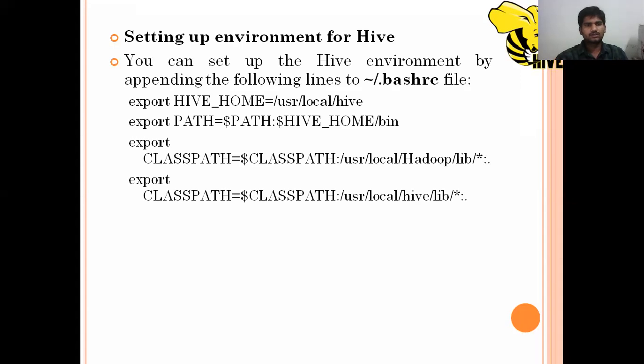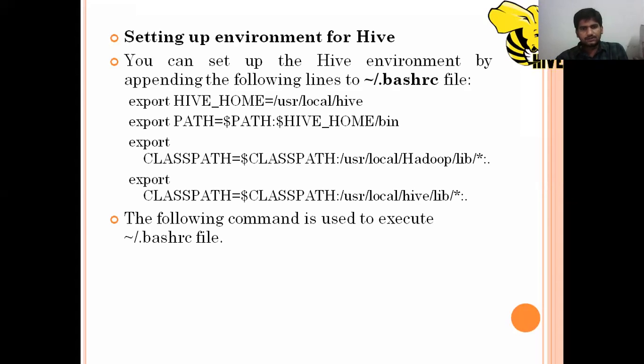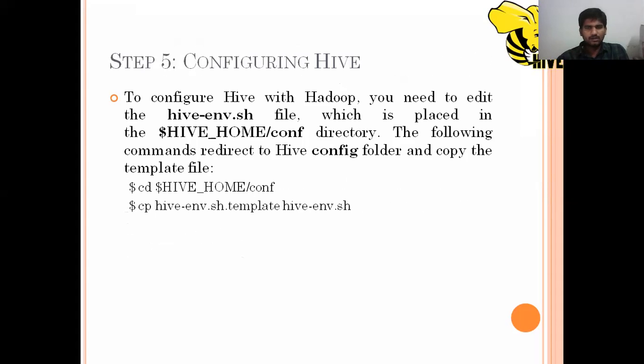Here also we have an environment to set up. Exporting paths: if you use a command like this, with export and the classpath and so on. Then the following command is used to execute that file. Once the files are extracted, we give source .bashrc. If it is used, the files are automatically executed, so it is simply installed.